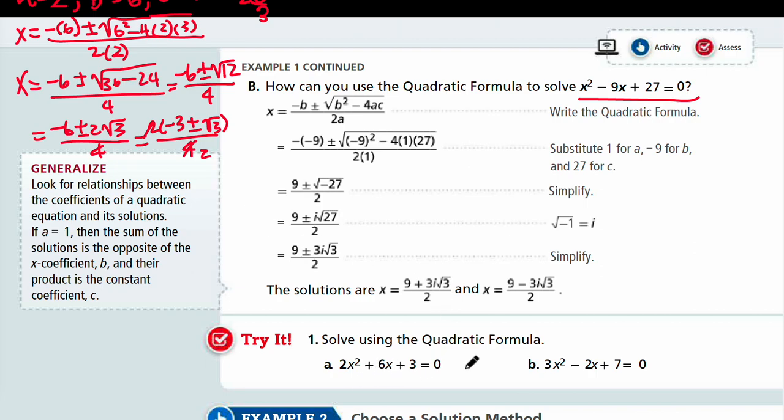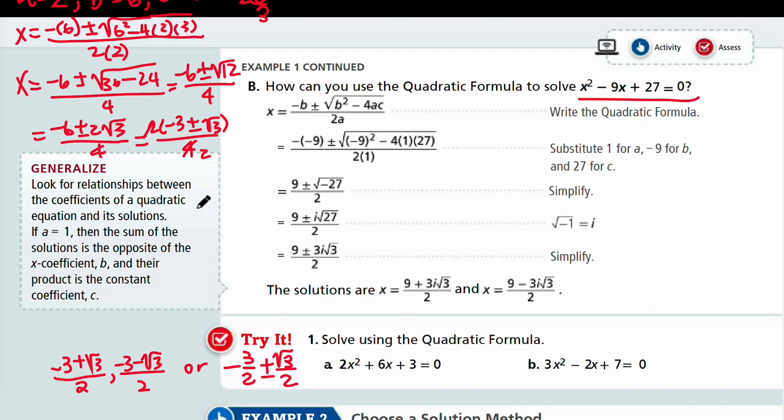Okay, so I'm gonna write it here. A would be negative 3 over 2 plus or minus square root 3 over 2. Or you can write it as negative 3 plus square root 3 all over 2, and negative 3 minus square root 3 all over 2. Okay, so check your answers, see if you got it right. If you didn't, check the steps.